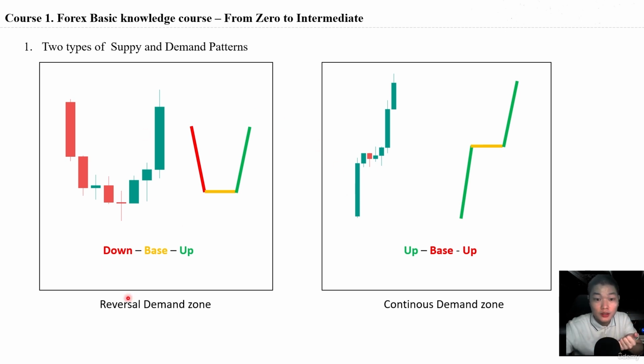Therefore, you need to focus on the reversal demand zone rather than the continuous demand zone, because this one shows you very clearly how the buyers are stronger than the sellers. This other type cannot show you anything, it just shows some more indecision zone, and cannot show you the signals of the reversal between the buyers and the sellers.